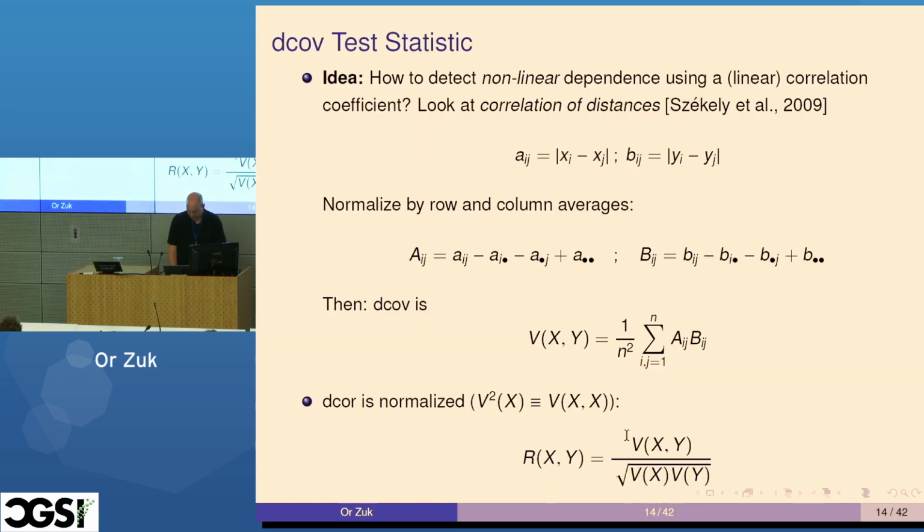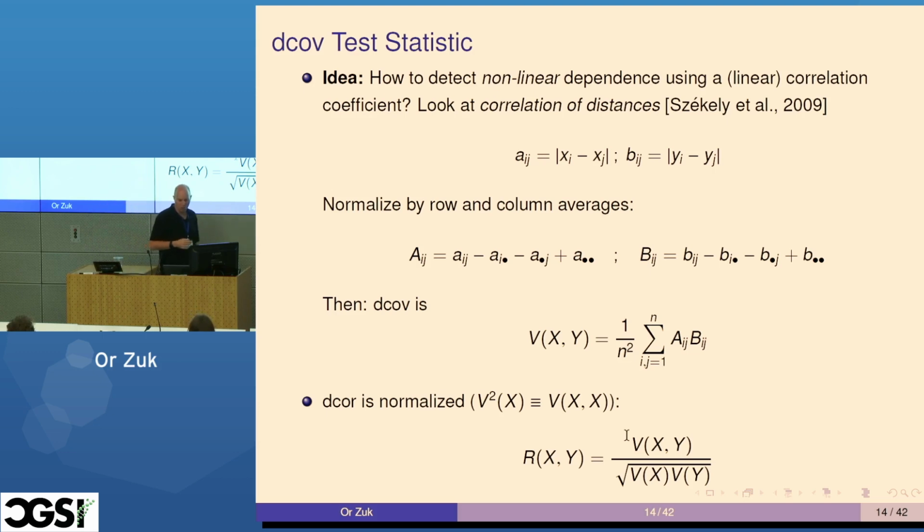Okay. I want to show another one, just as an example, a more recent one. It's called DCOV. Previously we had a very classic one. This one, DCOV, was published in 2009 and made a very large impact, at least in the statistics community, but I think also elsewhere. And it's also a very nice idea. Basically, we know that Pearson correlation is good for linear things. So how are we going to use it for detecting any nonlinear dependence?